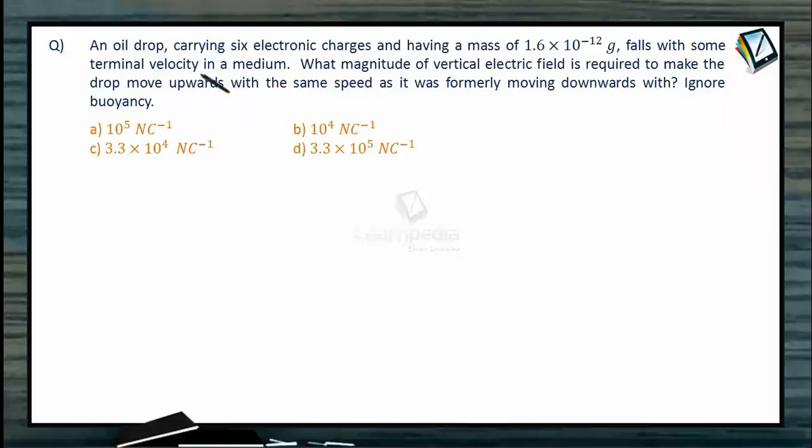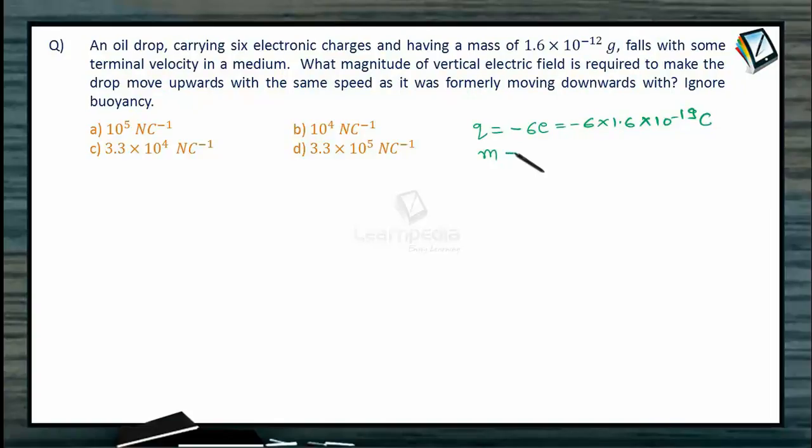An oil drop carrying 6 electronic charges. That means the charge on the oil drop is negative and equal to 6 electronic charges. So minus 6 into 1.6 into 10 raised to the power minus 19 coulomb is the charge on some oil drop, having a mass of 1.6 into 10 raised to the power minus 12 gram.